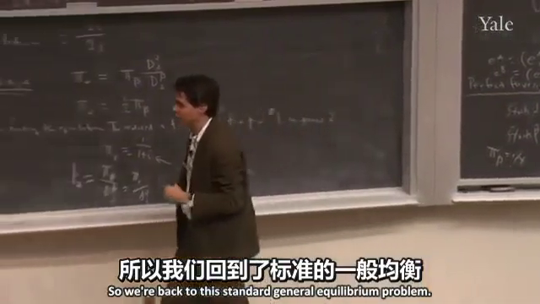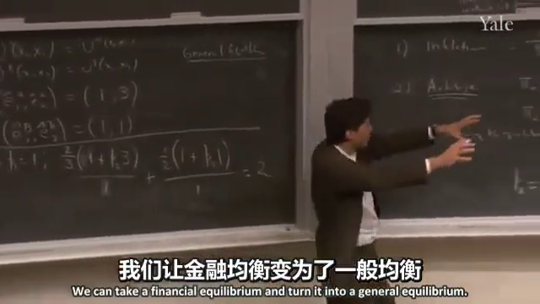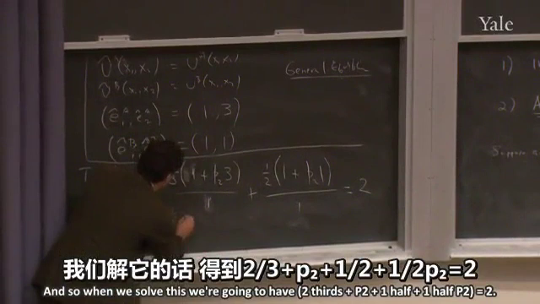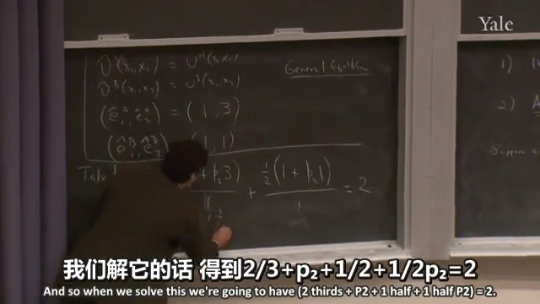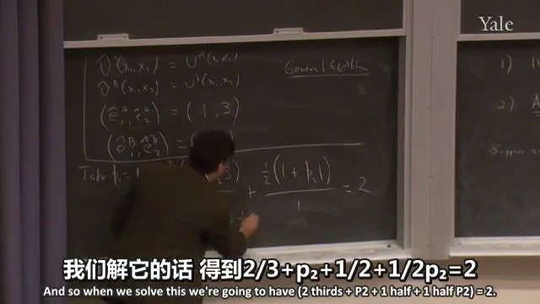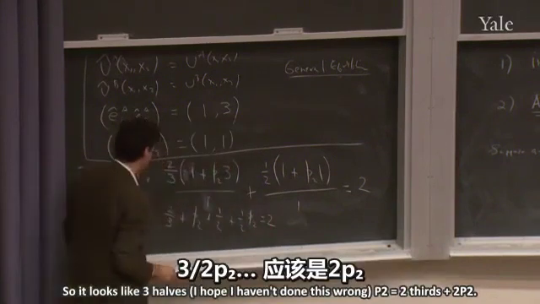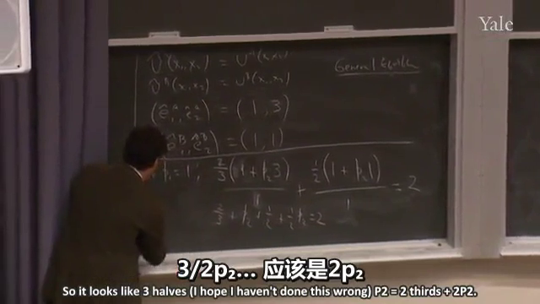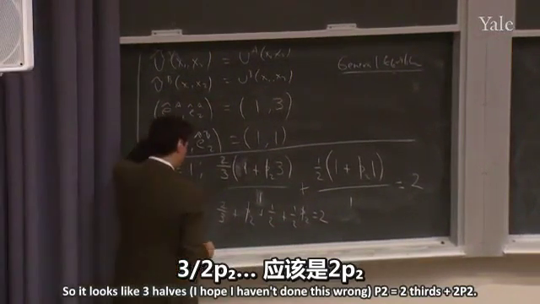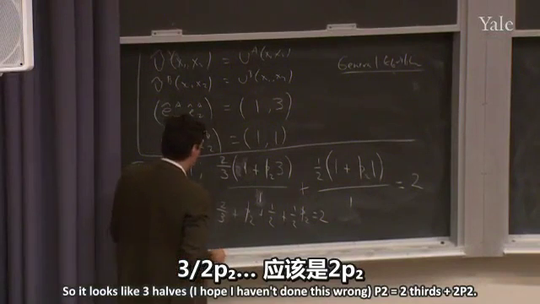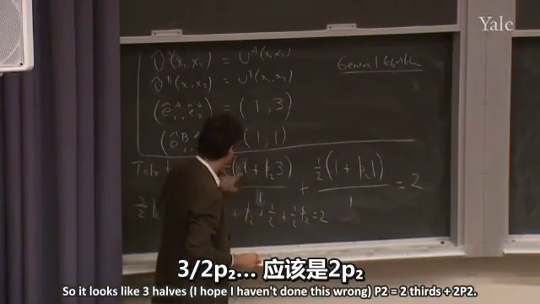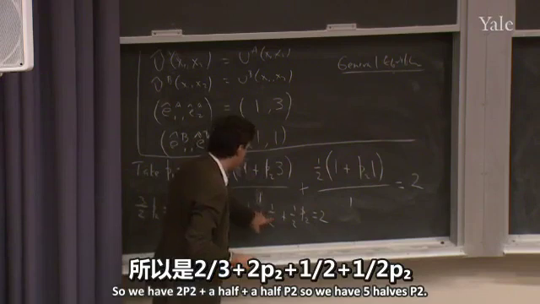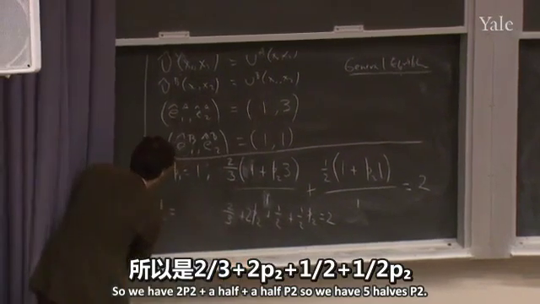Okay, so we're back to this standard general equilibrium problem. We can take a financial equilibrium and turn it into a general equilibrium. And so when we solve this, we're going to have 2/3 plus P2 plus 1/2 plus 1/2 P2 equals 2. So it looks like 3/2 P2 equals 2 minus 2/3 plus 2P2. Yeah, plus 2P2. Okay, so we have 2P2 plus 1/2 plus 1/2 P2, so we have 5/2 P2.